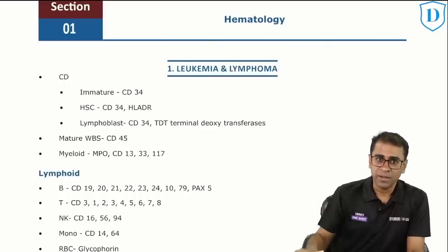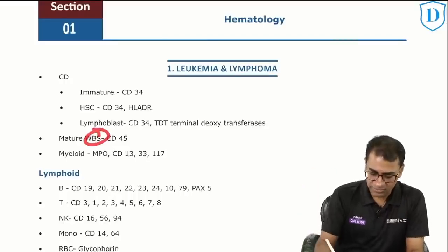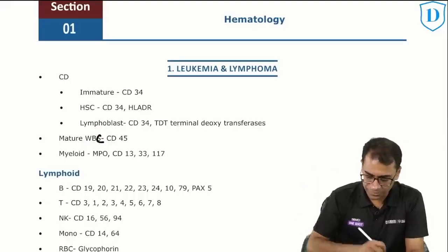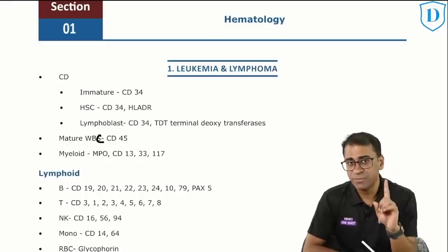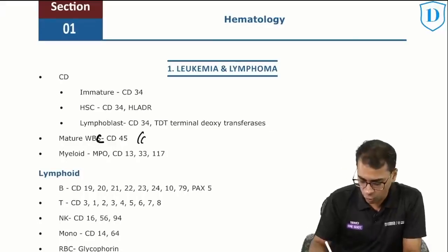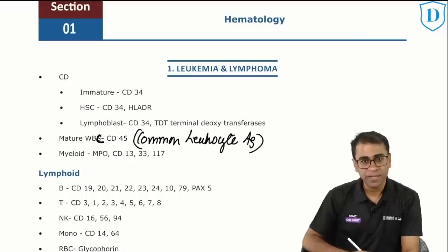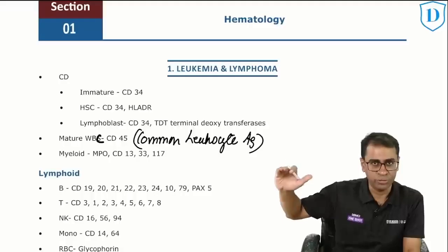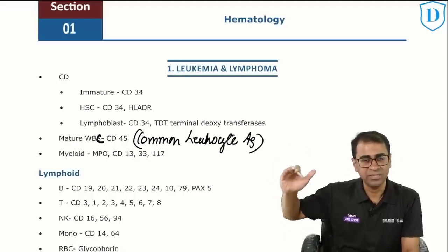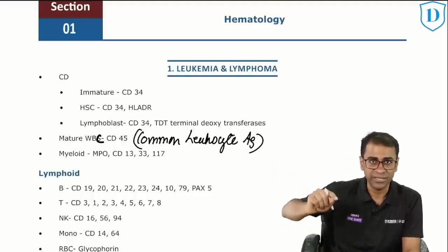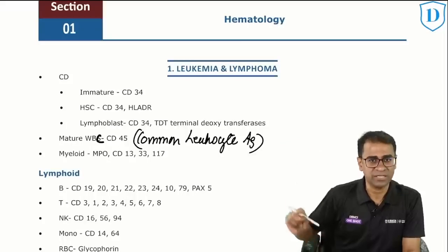The marker for mature white blood cells, WBCs, is CD45, and therefore this marker is often asked in exams as the common leukocyte antigen. The name is common leukocyte antigen. The marker for the myeloid series is MPO, and apart from MPO, it is 13, 33, 117. 13, 33 and 117 are the other markers for myeloid.